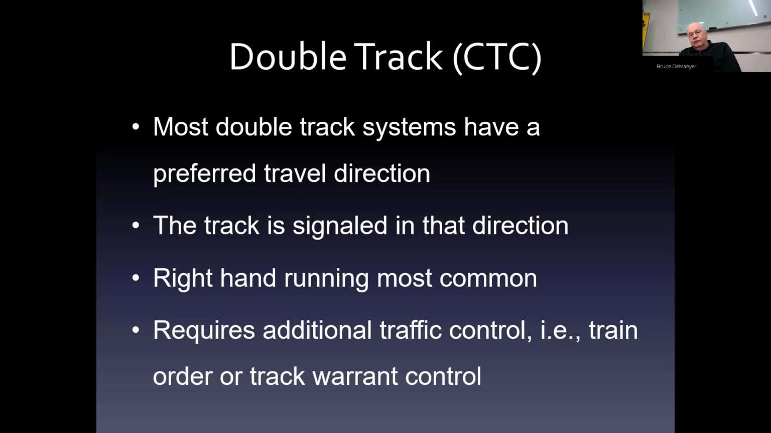Still, after the merger of Northwestern into Union Pacific, it is still done as a left-hand running system. It affects the ways stations are put in place and all of those kinds of things. So it's complex. The track has to be signaled in the direction of the preferred travel direction, of course. As I said, right-hand running is most common, and it requires a lot of additional traffic control, train order, track warrant controls, and so on, to continue to make it work in real life.